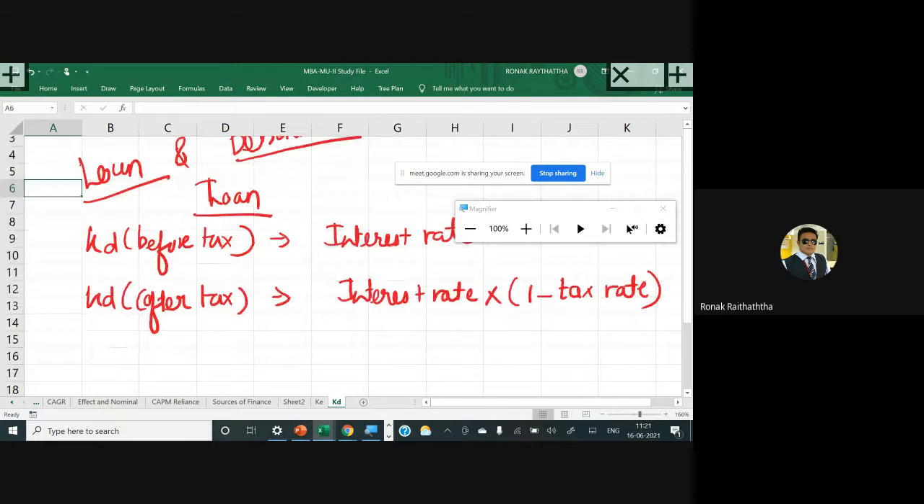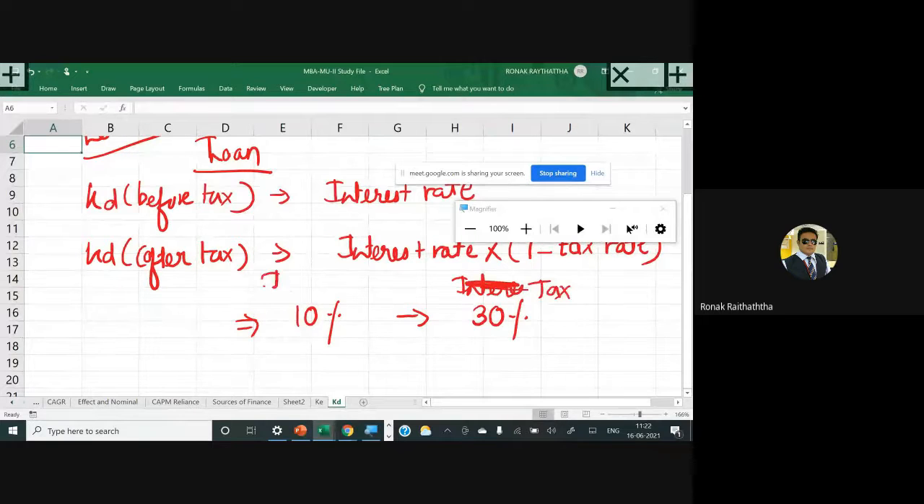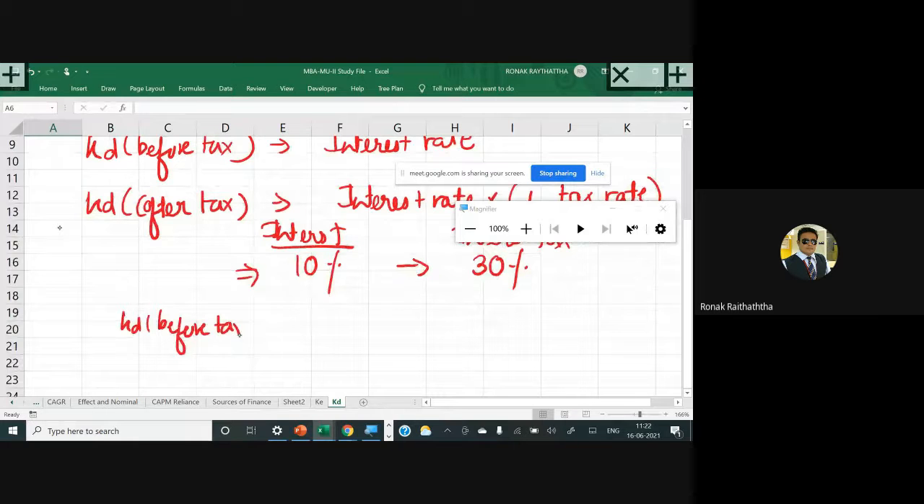Let me take an example. Say you take the loan at 10 percent and the tax rate applicable to your company is 30 percent. So KD before tax will be straight away 10 percent. KD after tax, when it comes to a loan, will be interest multiplied by 1 minus tax rate.